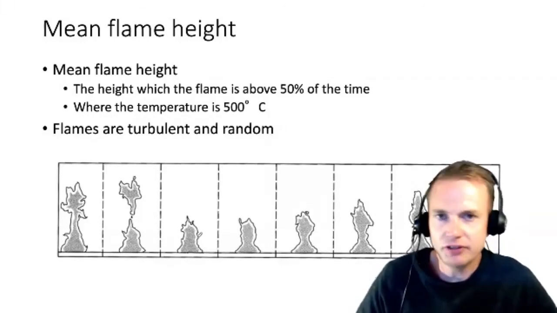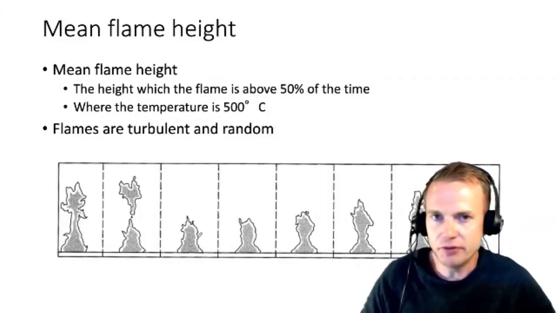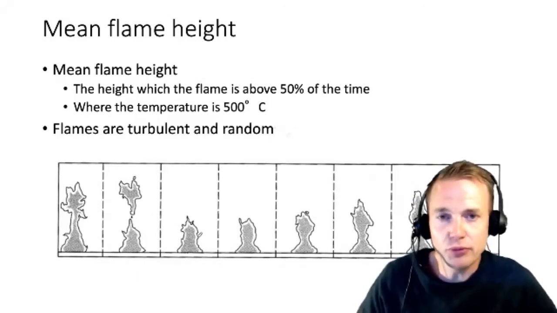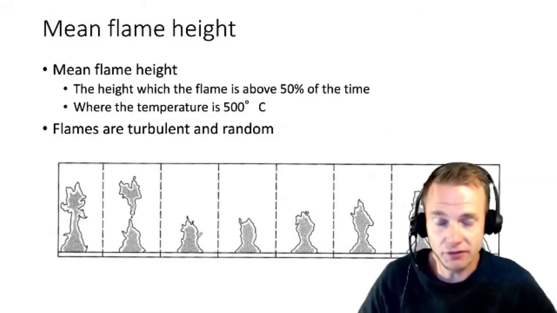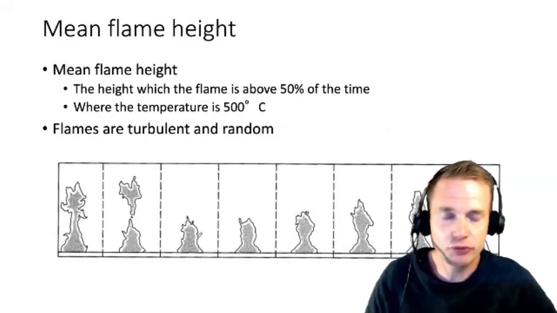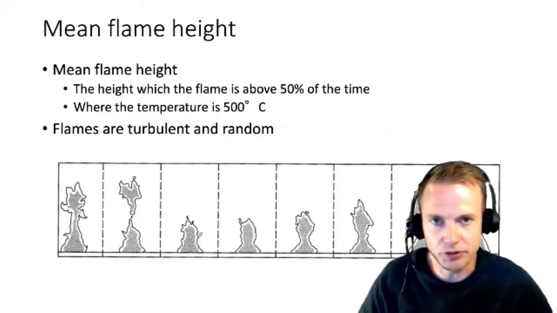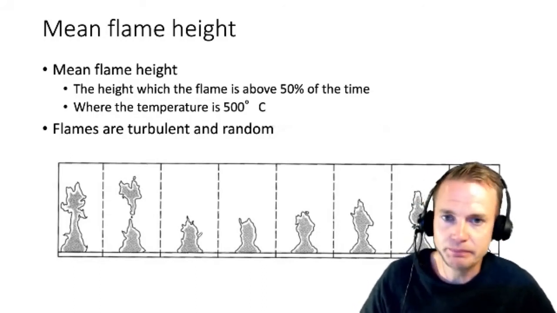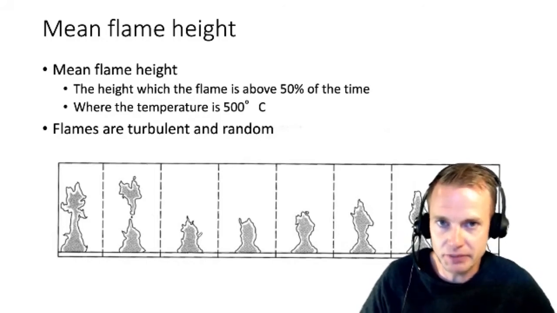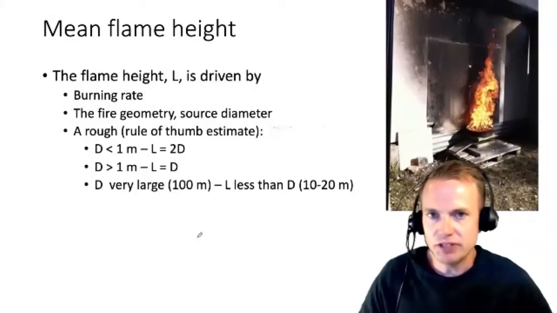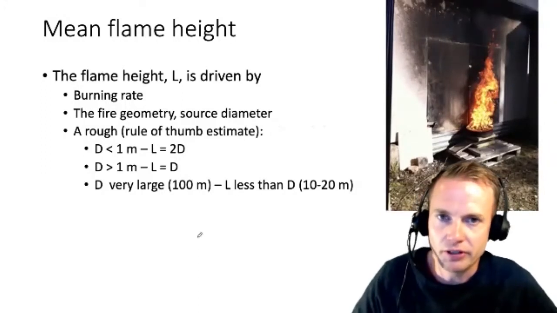Flames are turbulent and random, and of course very difficult to estimate where they will be at a certain point in time. And that's why we talk about mean flame height instead. They fluctuate between 1 and 3 hertz, so 1 to 3 times per second, for a normal flame. Just generalizing a bit, but when talking about the fire and rescue service and fire dynamics, we need to do things a bit more general.